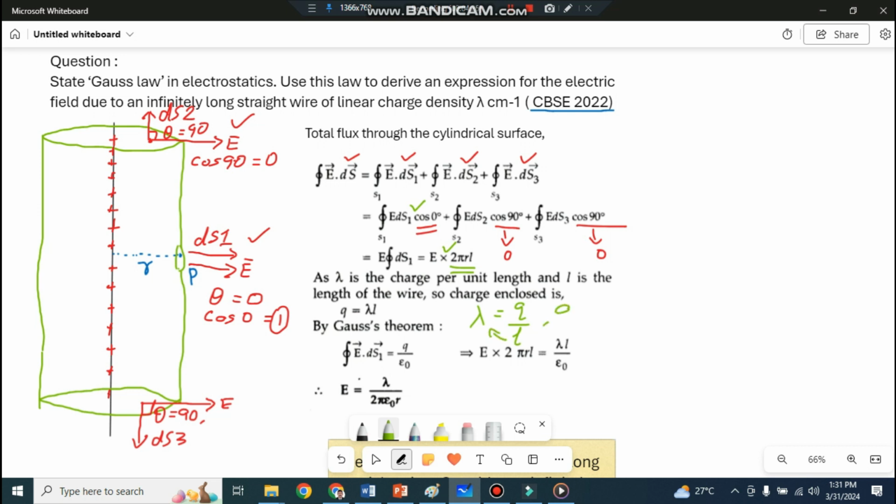equal to lambda L. Now we can write Gauss's theorem. You know that Gauss's theorem is integral E dot ds is equal to Q by epsilon 0. Now we have 2 flux equations, right? One flux equation is E into 2 pi rL, the other flux equation is Q by epsilon 0. Equate those 2, because both LHS are the same. So equating the RHS, E into 2 pi rL is equal to lambda L by epsilon 0. So the final expression for electric field is equal to lambda by 2 pi r epsilon 0. Thank you.